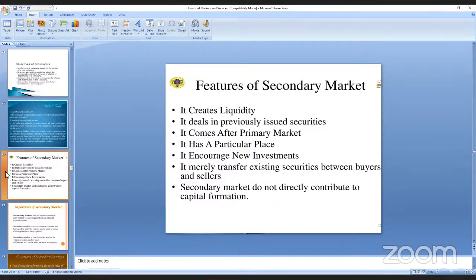Okay. So it creates liquidity. It creates liquidity, and first, in the primary market, when I buy the shares.